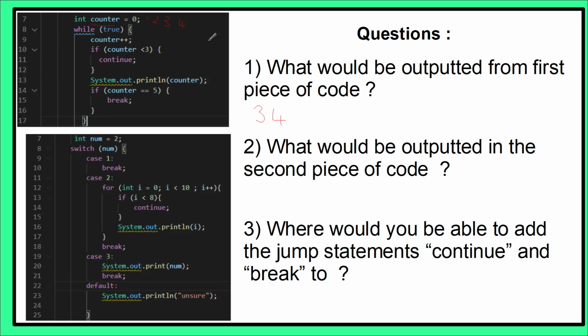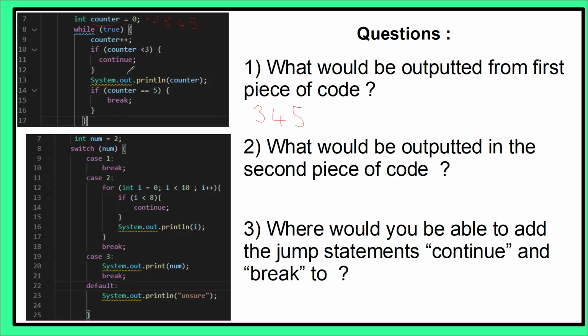Go back to the top, and then we have 5. Again, 5 is greater than 3, so 5 is not less than 3, so that condition is false. We print out 5. 5 is equal to 5, so we go in there. This breaks our loop, and then we end that loop. So the output from the first piece of code will be 3, 4, and 5. So you just need to get used to using that continue and break within a while or loop statement.